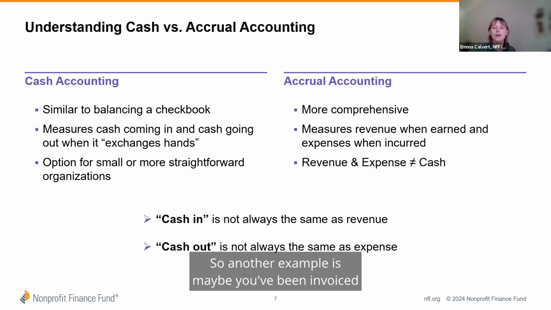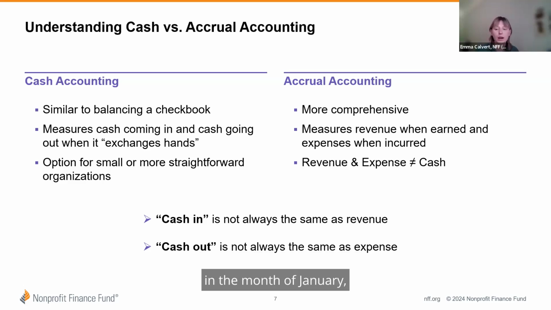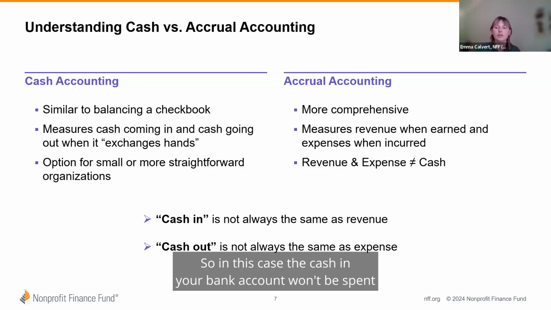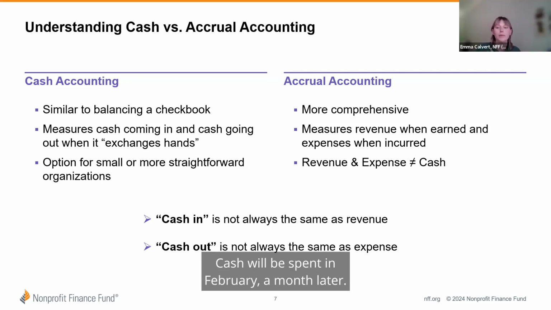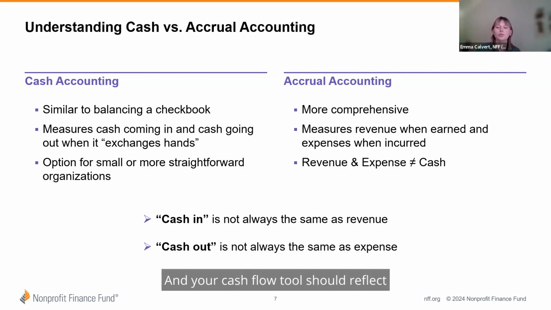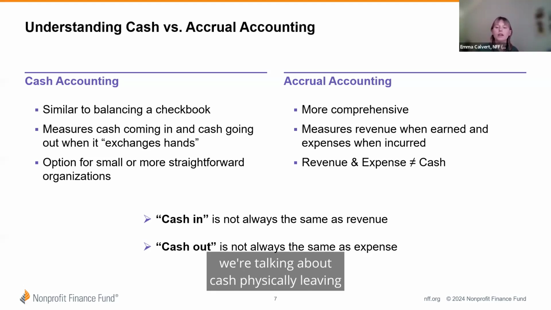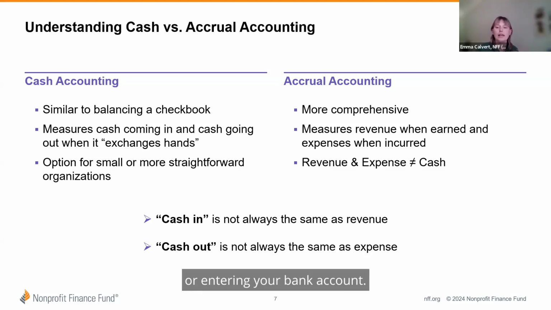So another example is maybe you've been invoiced in the month of January, but you're not planning on paying that invoice until February. So in this case, the cash in your bank account won't be spent or go out to pay that invoice the same month you received it. Cash will be spent in February, a month later, and your cash flow tool should reflect that cash going out in February.